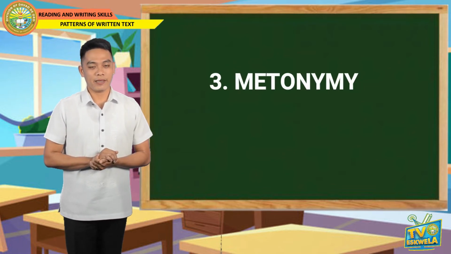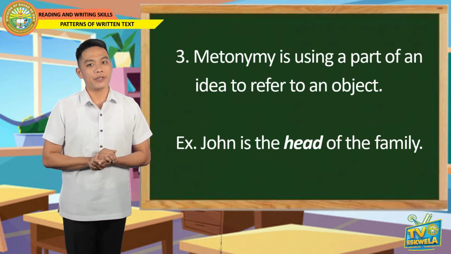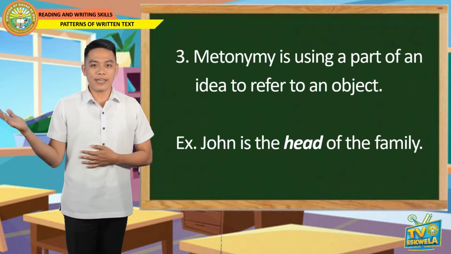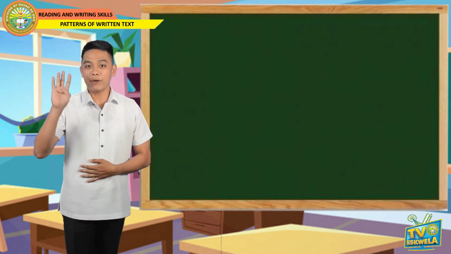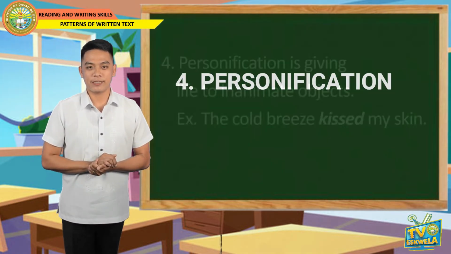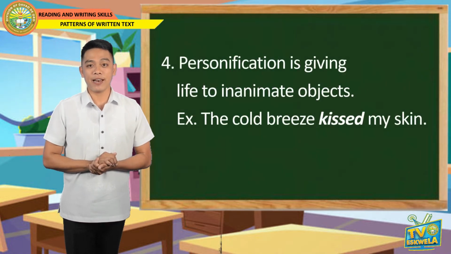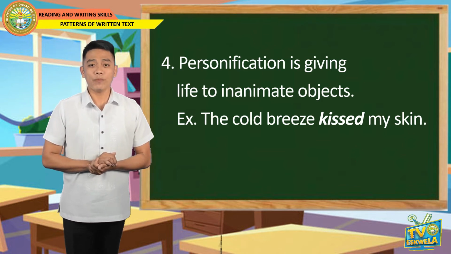Metonymy. Metonymy is using a part of an idea to refer to an object. Example: John is the head of the family. Number 4. Personification. Personification is giving life to inanimate objects. Example: the cold breeze kissed my skin.